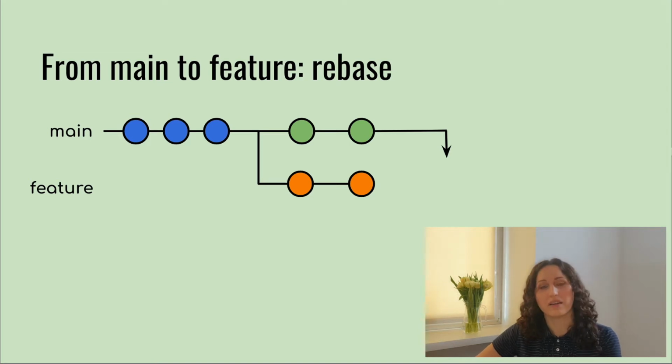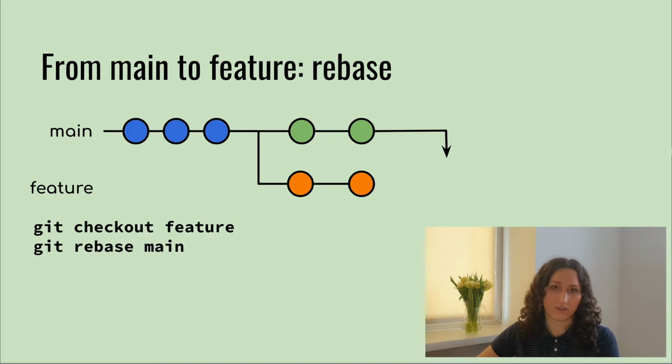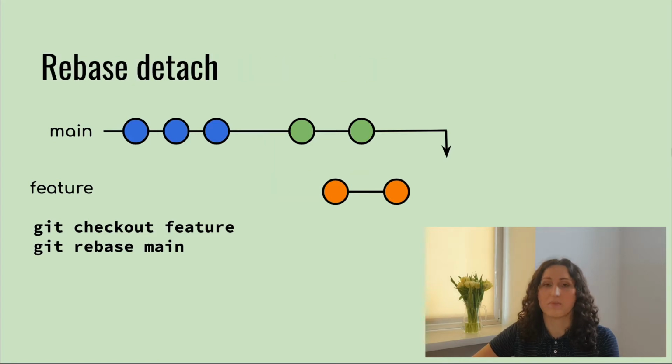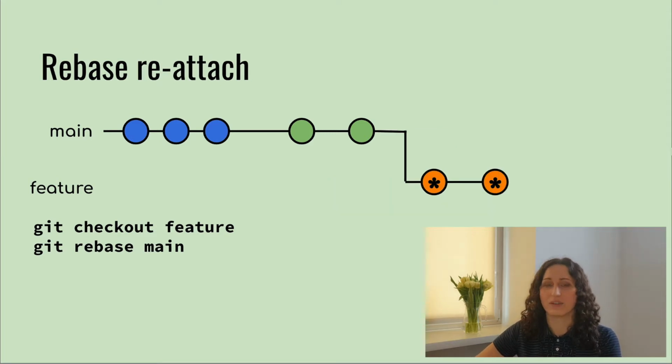But what will happen if you execute the rebase command? The result will be a bit different. You need to check out your feature branch and execute the rebase command. What will happen after that? Rebase works a bit differently. First, it will detach your commits from the feature branch from the previous place where they were, and later it will reattach them to the new place. It will reattach them after all the new commits in the main branch.